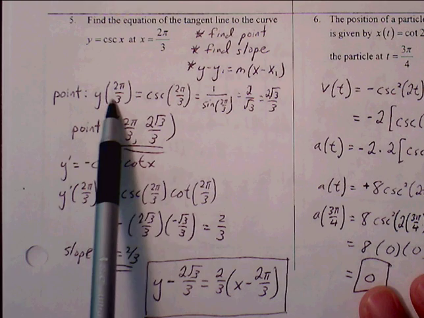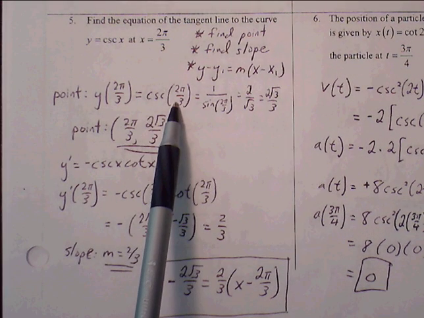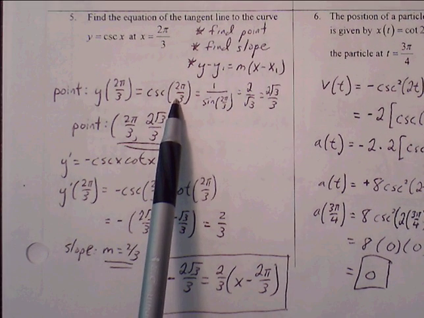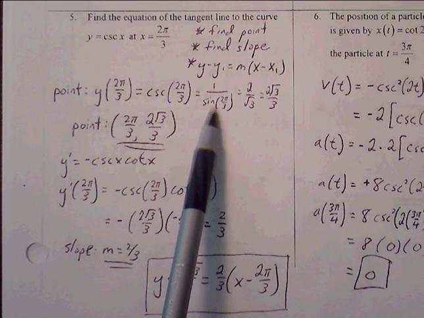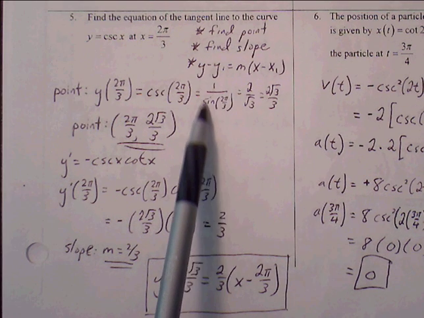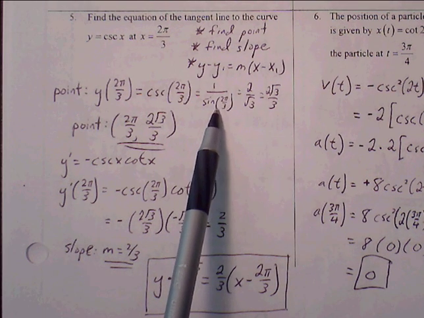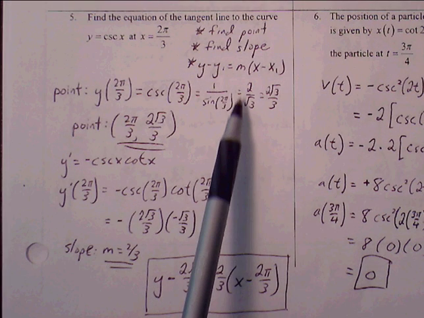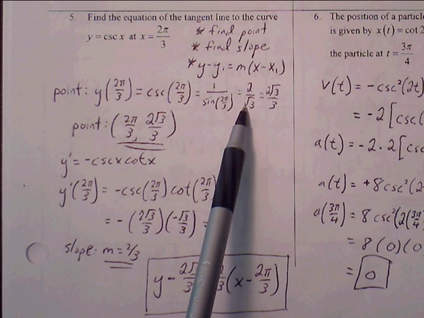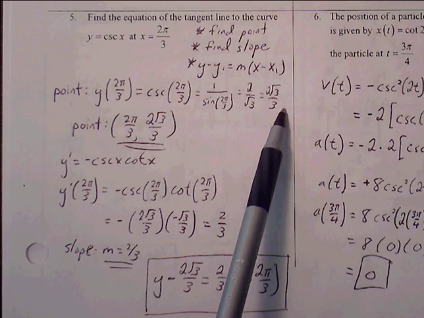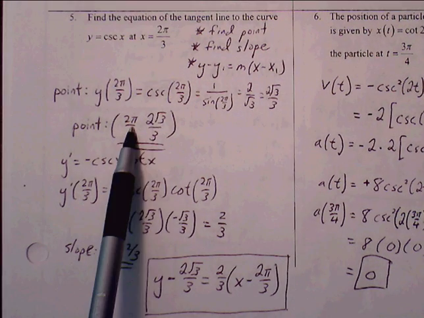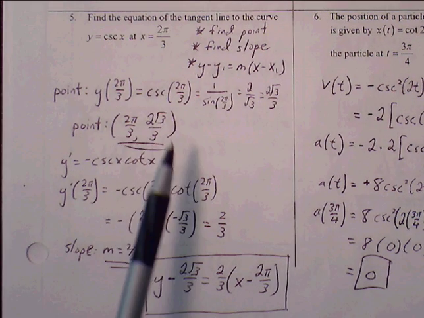original equation. So cosecant of 2 pi over 3, we can think of cosecant of 2 pi over 3 as 1 over sine of 2 pi over 3. And we know sine of 2 pi over 3 is root 3 over 2, but if we flip that, then we have the cosecant version of it. So 2 over root 3. And then if we rationalize it, it becomes 2 root 3 over 3. So that's our ordered pair, 2 pi over 3 and 2 root 3 over 3.